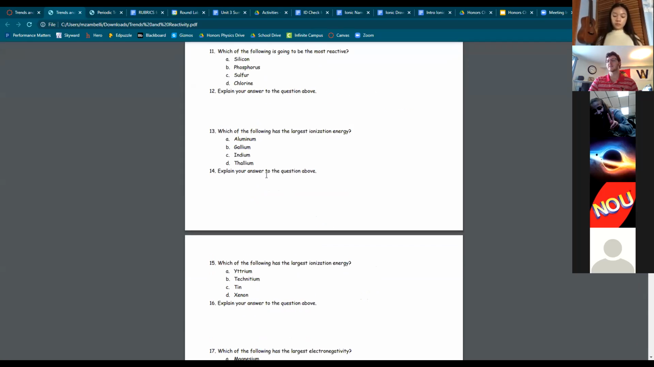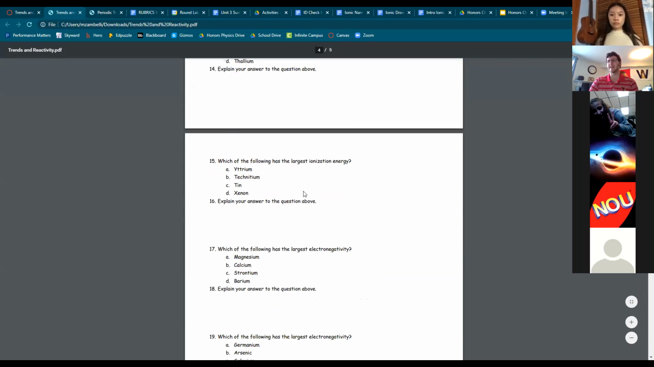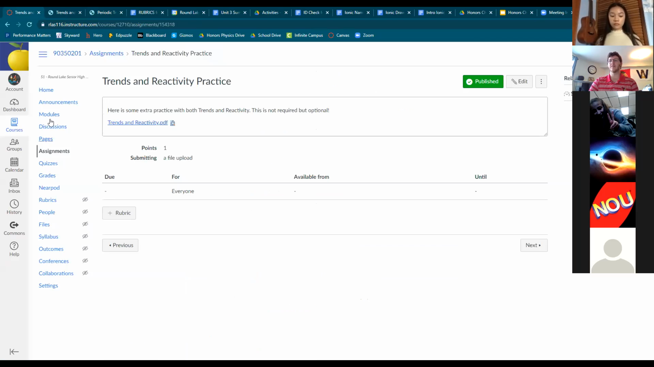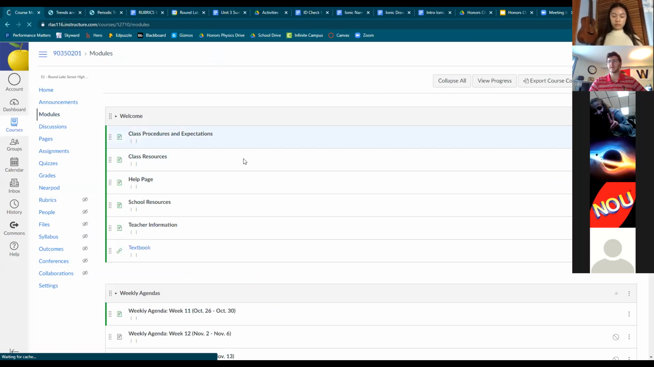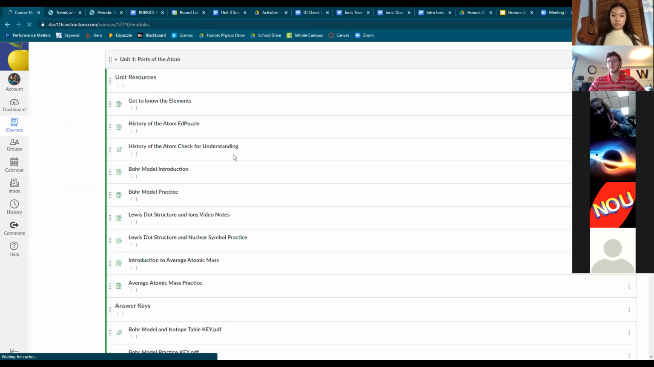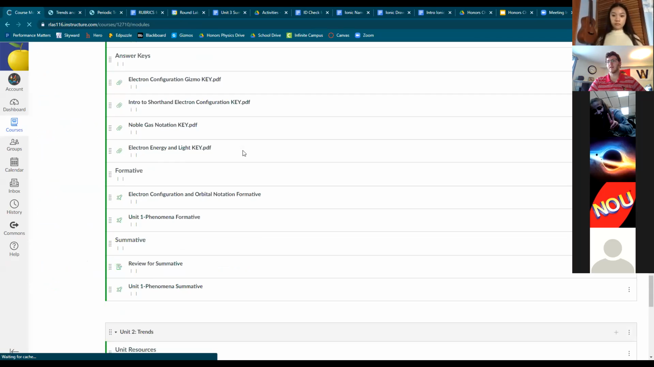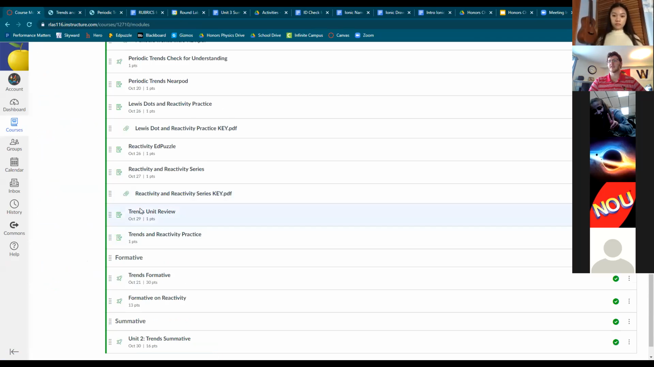So there's also this one, and then this answer key and the other answer key will be on Canvas in your modules right after their assignments. So you should see the answer keys show up later today right underneath the trends unit review and the trends and reactivity practice. So both of those answer keys will be on your modules.